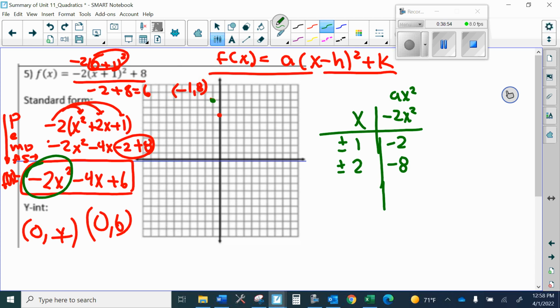Remember how we want 5 total points, the vertex and 2 on each side. Well, here's my 2 on each side right here. I already had the vertex. Notice it says plus 1. I'm starting from the vertex. This is like my new origin. And it says go right 1, down 2. Oh, there's my y-intercept right there. Go left 1, down 2. There's that point of symmetry across the y-intercept. Go right 2, down 8. Right there. Go left 2, down 8.